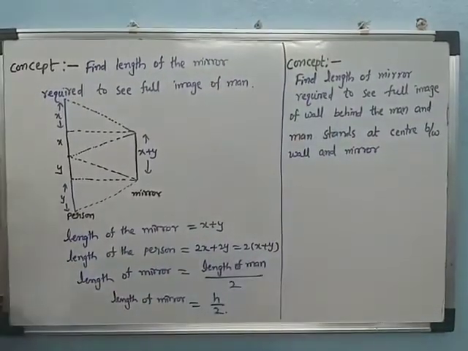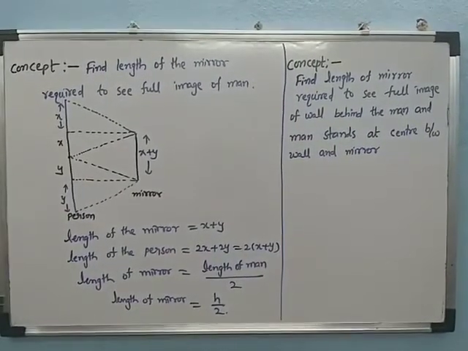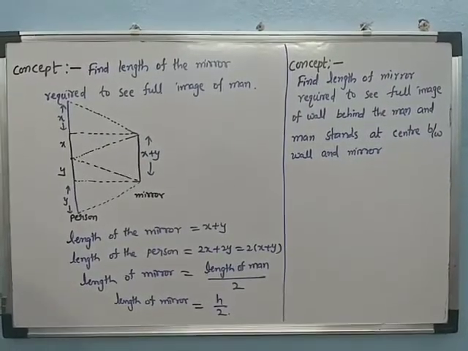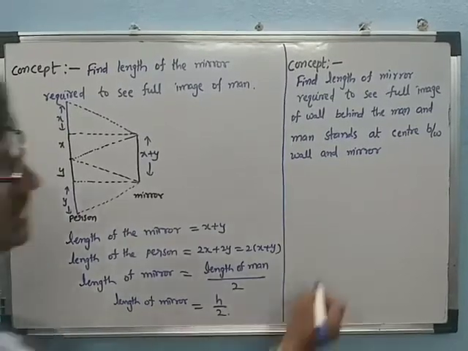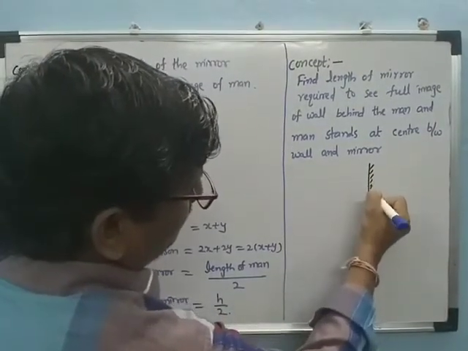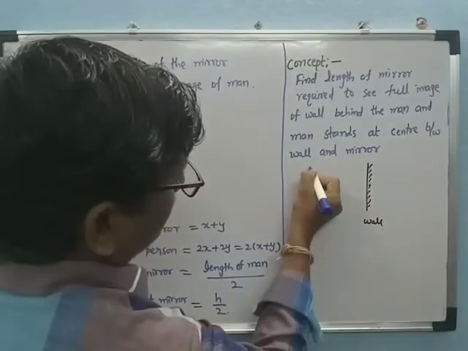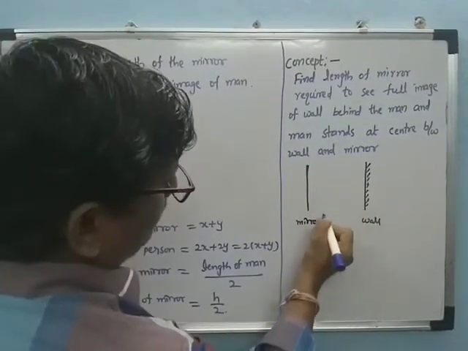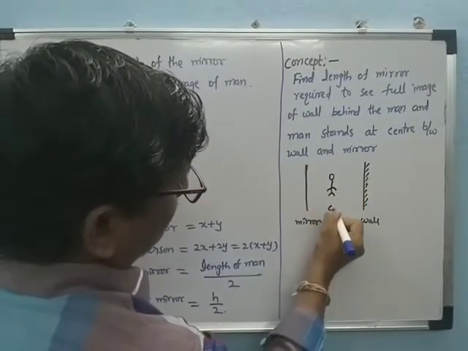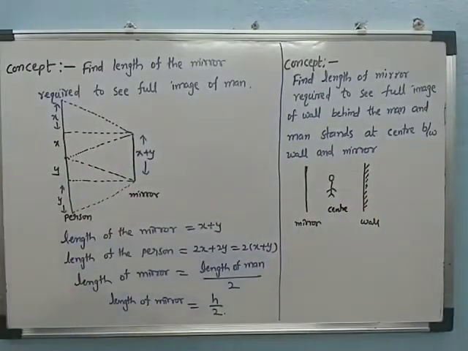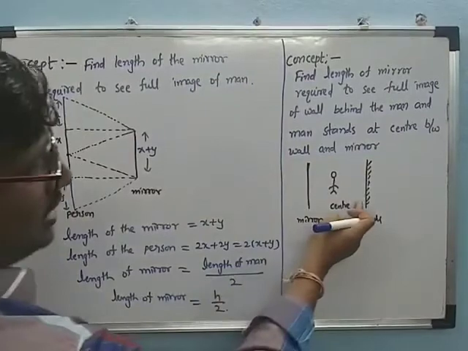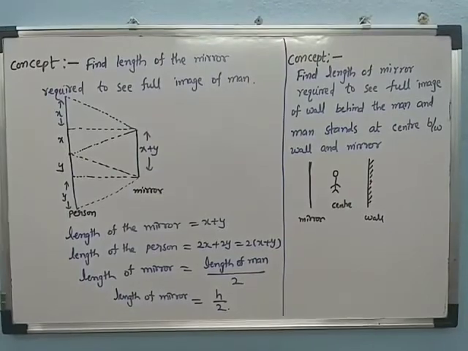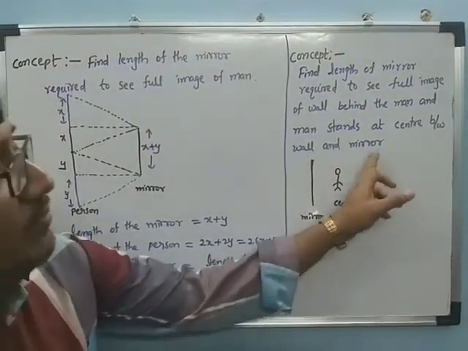The next concept: find the length of mirror required to see the full image of the wall behind the man, when the man stands at the center between the wall and the mirror. See, this is considered the wall. Now this is considered the mirror. The person stands at the center between the wall and mirror. Now the image of the wall can be seen in the mirror. We need to find the length of the mirror required to see the full image of the wall.